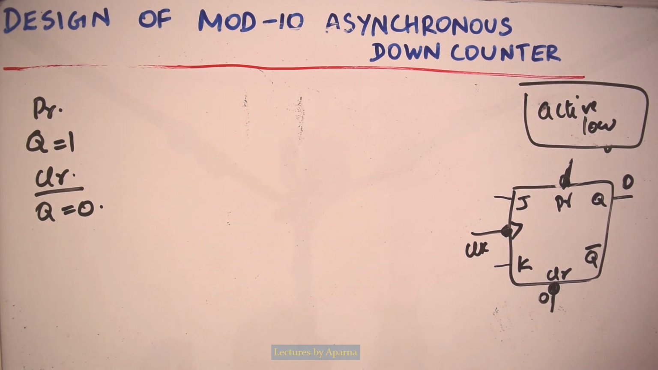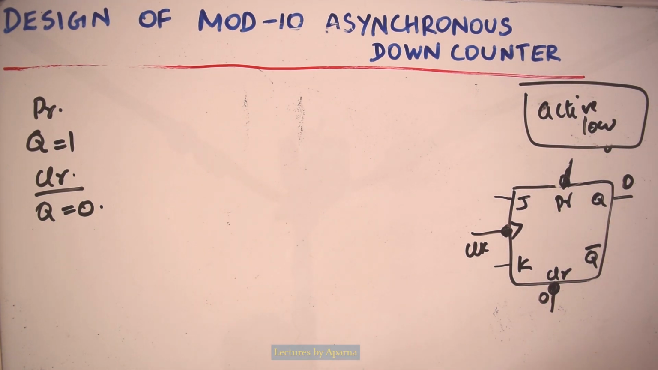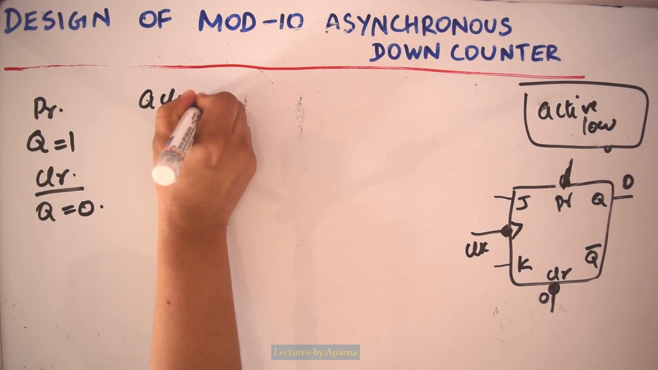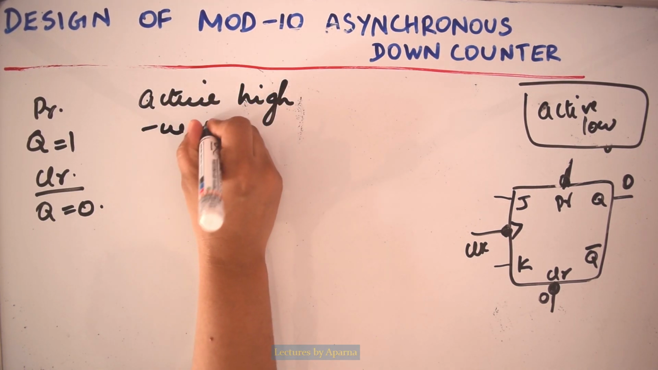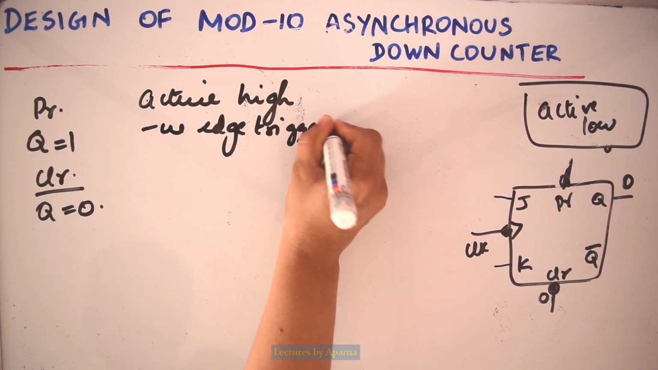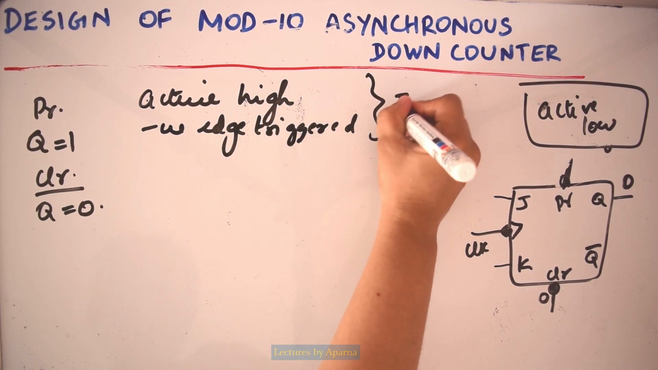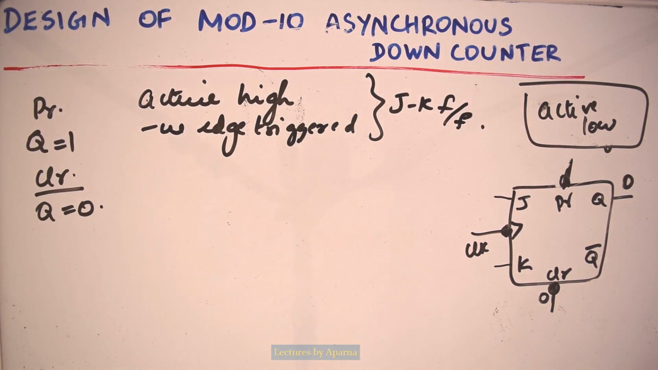Preset and clear is very much important in designing asynchronous counters. So the flip-flop I am choosing here is active high and also negative edge triggered JK flip-flop. So these are the characteristics of the JK flip-flop I am choosing here. Now what is step 3?